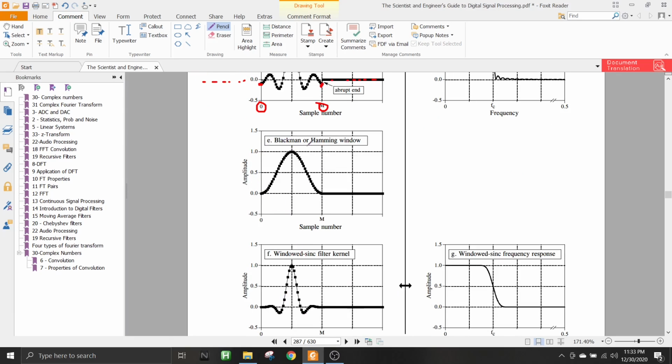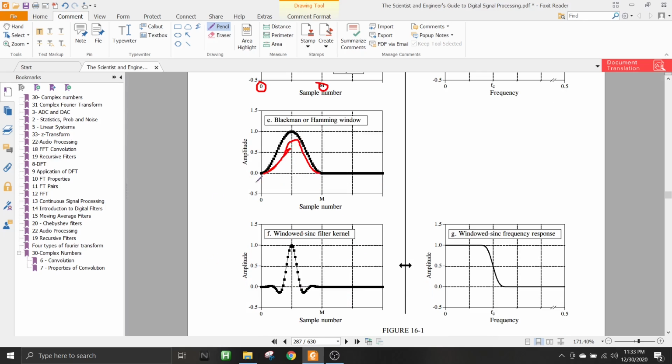Either multiply the Blackman window or Hamming window. Both of them look like a bell curve, but one is like this and the other one is probably a bit sharper. So anyway, we can multiply with either of them and then we will get this. And this is actually the windowed sink filter kernel, the one that has a gradual tapering towards zero.